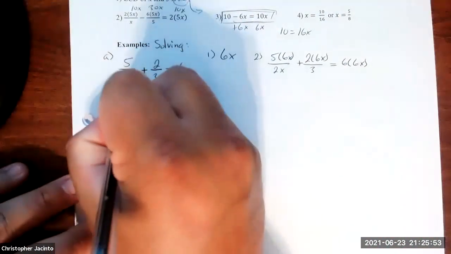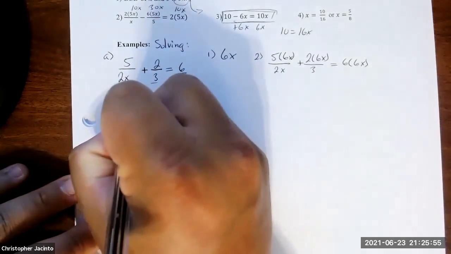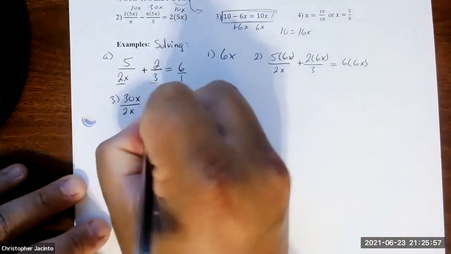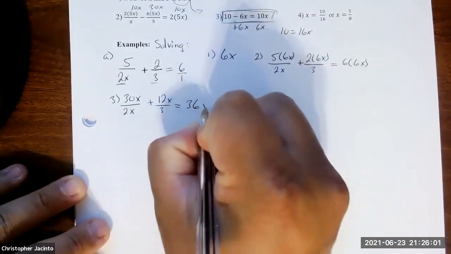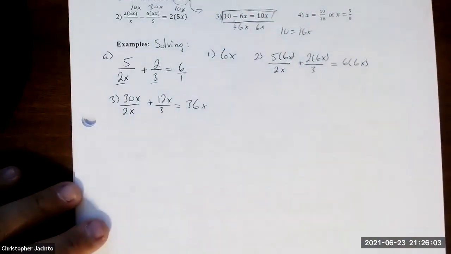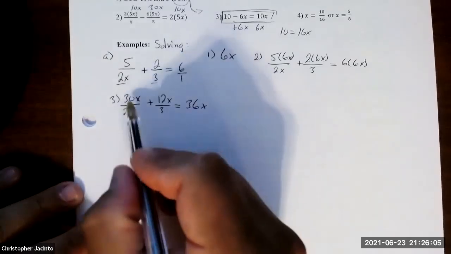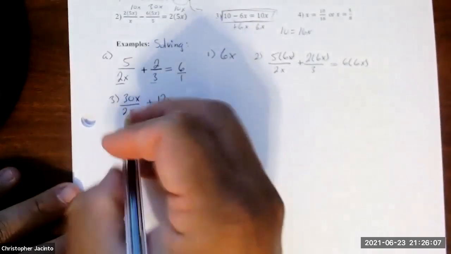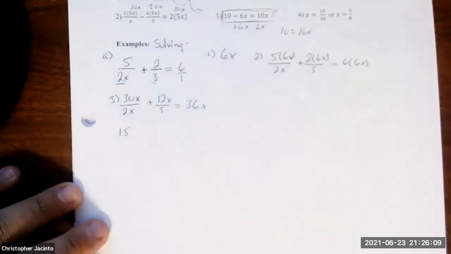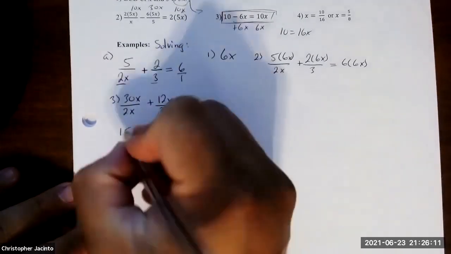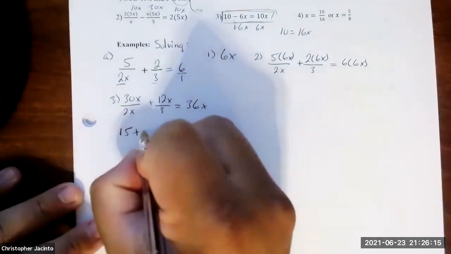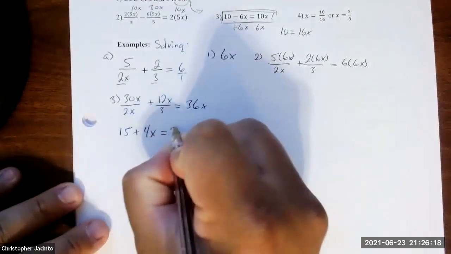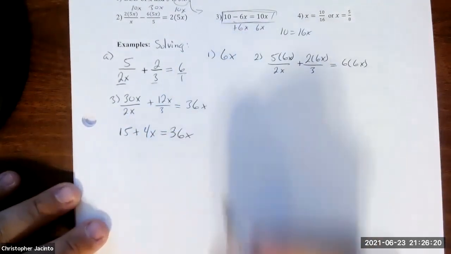So that gives us 30x over 2x, 12x over 3, and then 36x. So simplifying here, 30 divided by 2 is 15. And the x's cancel because x divided by x is just 1, so that just goes there. Plus 12 divided by 3 is 4. And again, this is just 36x, right?